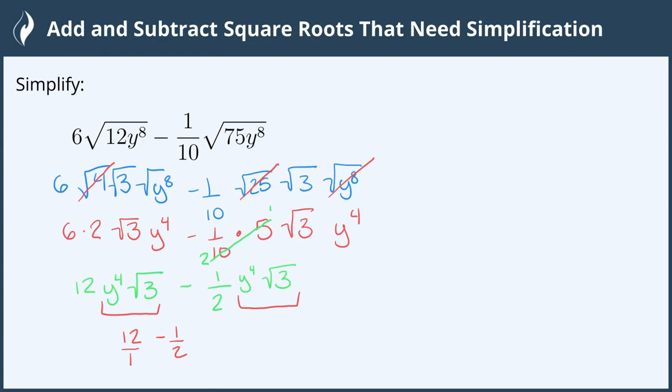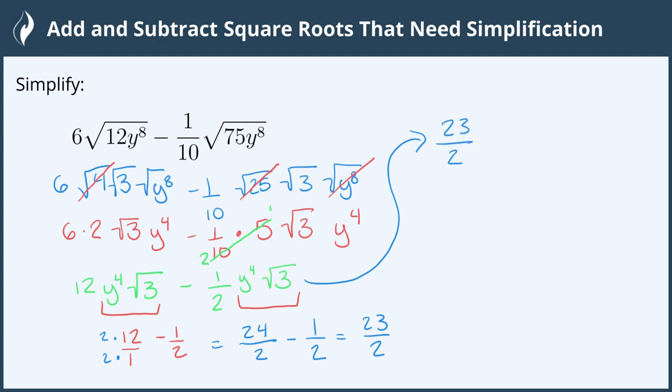Giving it a common denominator of 2, we will multiply numerator and denominator by 2, making this 24 halves minus 1/2, which gives us 23 halves. So in combining these two like terms, or like radicals, we get 23 halves y to the 4th square root of 3. And now we're all done.